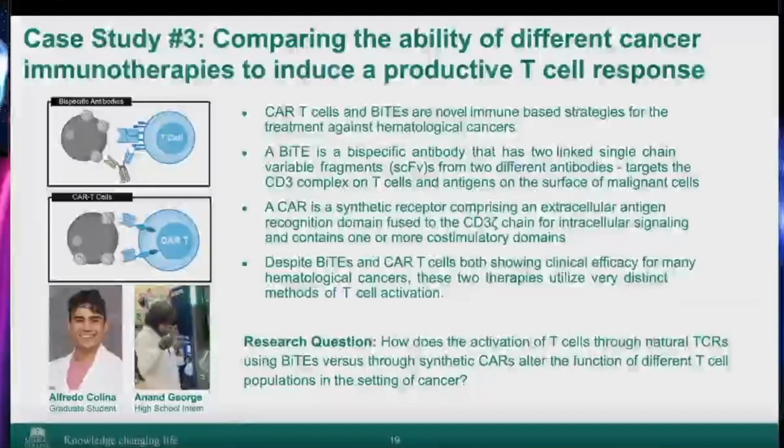This is different than the scenario of a chimeric antigen receptor, because this is a synthetic receptor that's engineered into a T cell, and it's comprised of an extracellular antigen recognition domain that's fused to the CD3 zeta chain for intracellular signaling. And it typically contains 1 or more co-stimulatory domains in order to provide signal 2 to ensure that you get high levels of activation and expansion of your CAR T cells. And so the research question here was, how does activation of T cells through either your natural T cell receptors using these BiTEs versus through synthetic chimeric antigen receptors alter the function of different T cell populations in the setting of cancer?